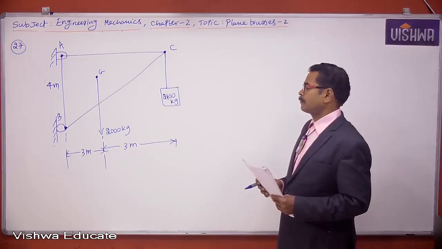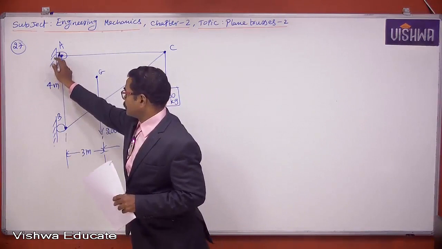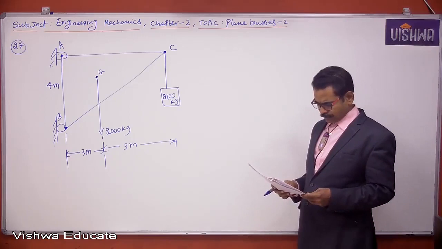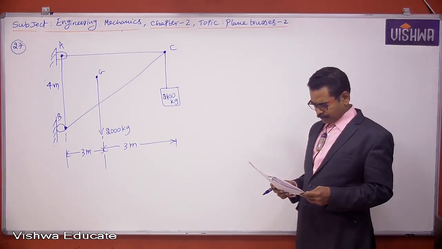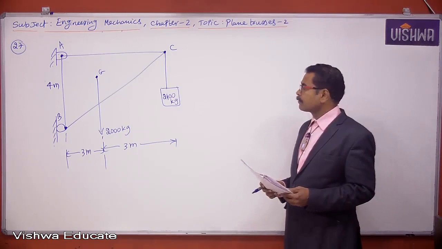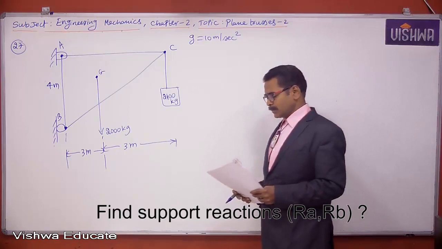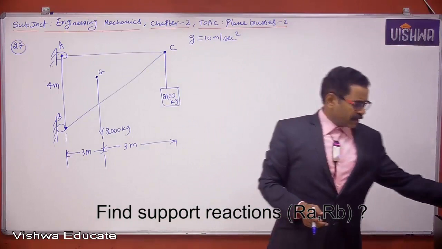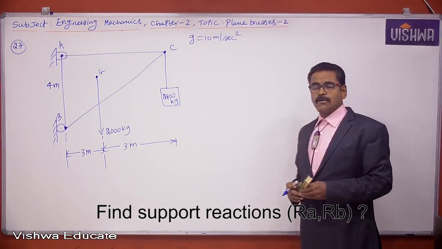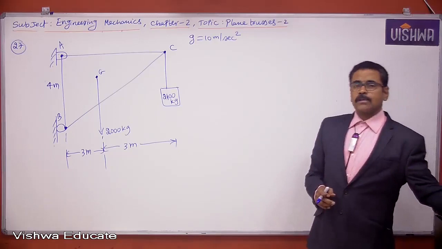So this support is a roller support, this support is a hinged support. Here g is taken as 10 meter per second square. Write down, find support reactions. That means you have to find what is RA, what is RB. Find support reactions. So first let us think about the roller support.